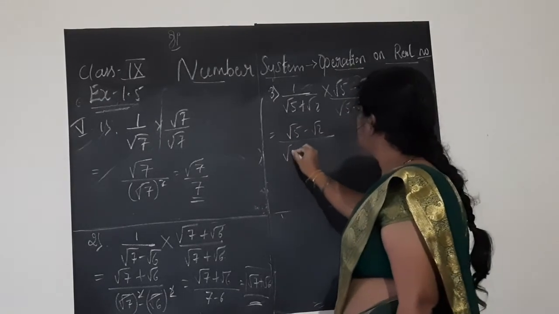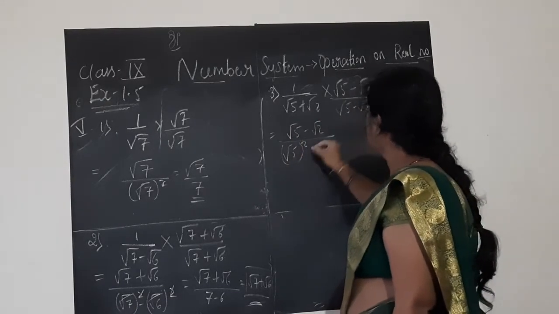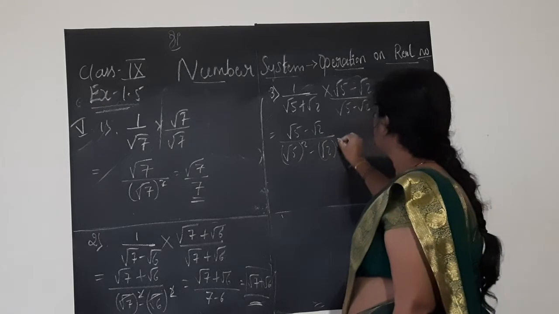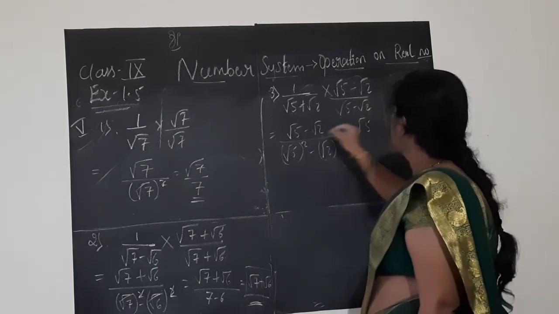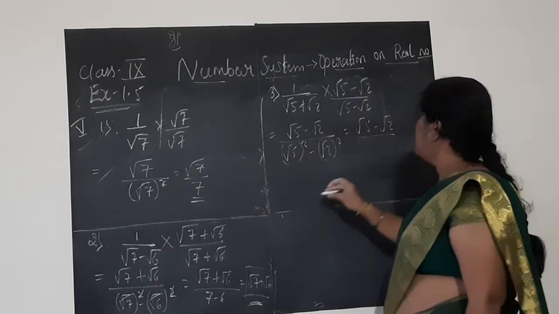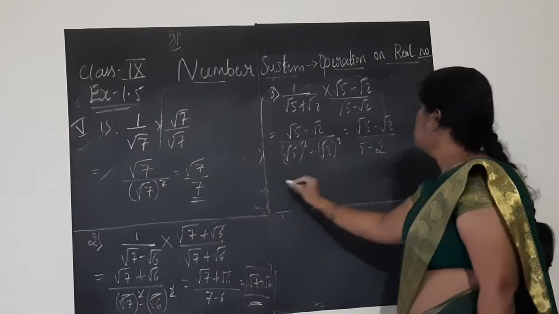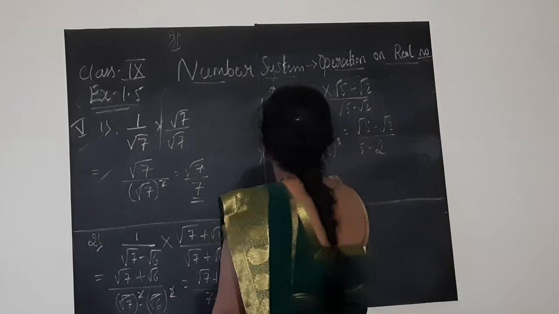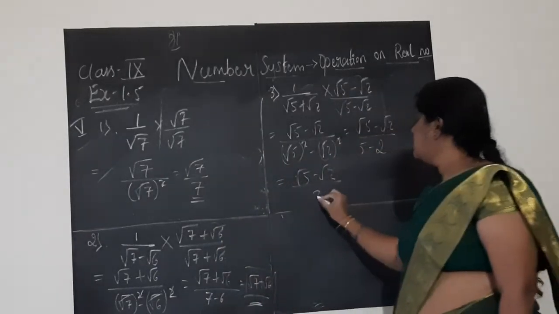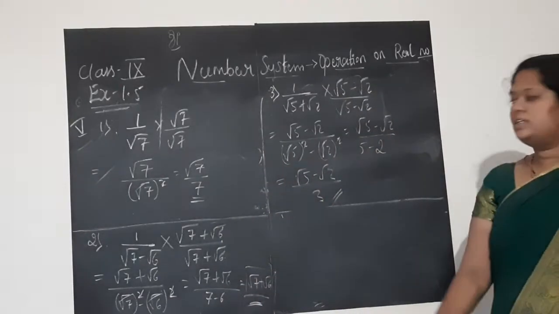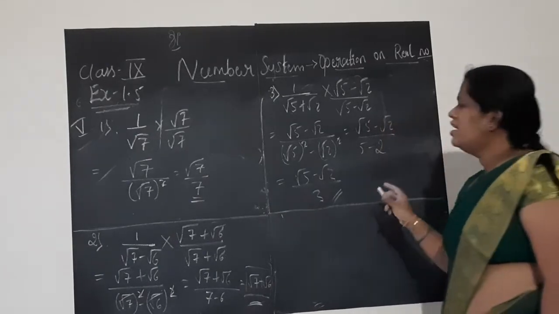Square root 5 into square root 5 is square root 5 whole square, plus into minus is minus, square root 2 whole square. Now the numerator you cannot simplify, write it as it is. The square root gets cancelled, the square root gets cancelled, 5 minus 2. So the answer is square root 5 minus square root 2, divided by 5 minus 2, which is 3. Keep it as it is. Further you cannot simplify.